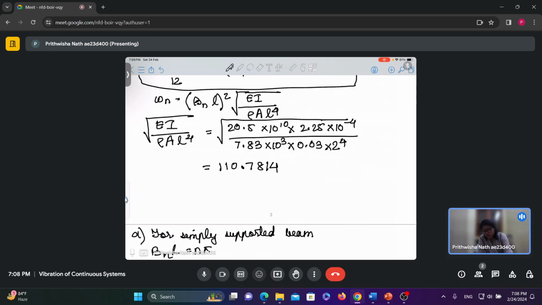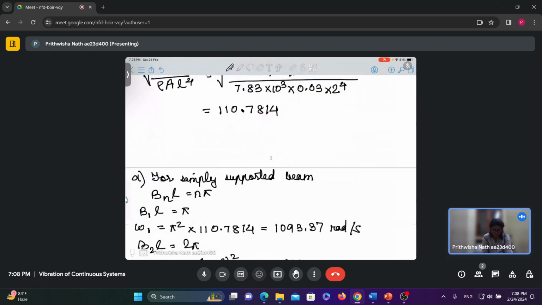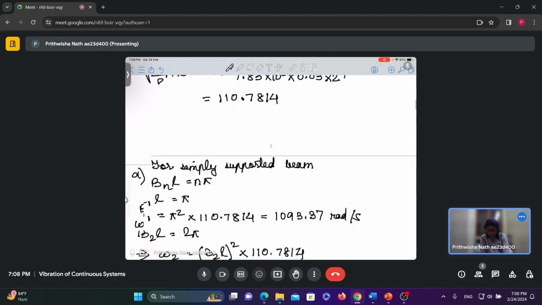Now, for a simply supported beam, we know that beta n L equals n pi. So for the first natural frequency, n equals 1, that is beta 1 L equals pi. In place of beta 1 L, we substitute pi. That gives the first natural frequency.